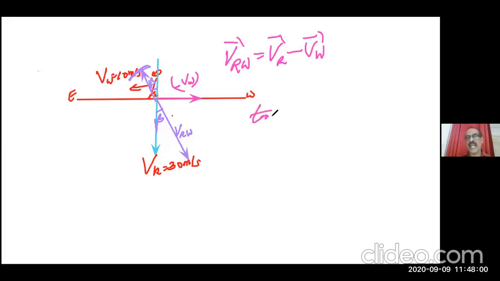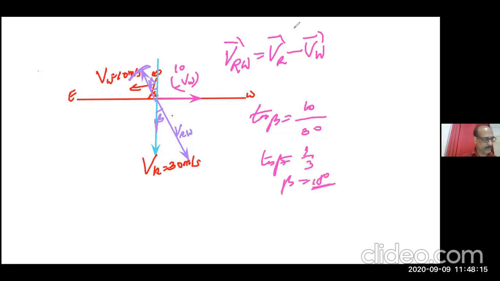So we can write tan beta is equal to opposite side, which is 10, over adjacent side, which is 30. That means tan beta is 1 by 3. Beta is equal to 18 degrees, approximately 18 degrees 16 minutes. We did the same problem in our notebook also. She will hold the umbrella towards the west, 18 degrees tilted towards west.